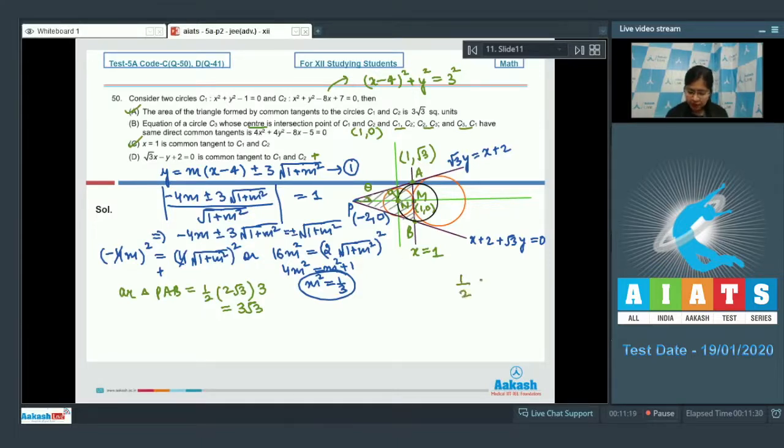PN is 2. Also sine theta will be equal to, let us say radius of the required circle is r, and we drop a perpendicular here. So this is equal to r divided by PM, that is 2 plus 1, that is 3. So radius of the required circle is 3 by 2. So center is known, radius is known. So equation of this required circle will be (x minus 1) square plus y square equal to 9 by 4. So solving this we get 4x square plus 4y square minus 8x minus 5 equal to 0. That is what is given in option also. So answer is A, B and C.